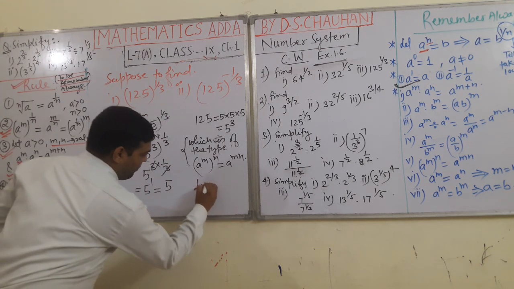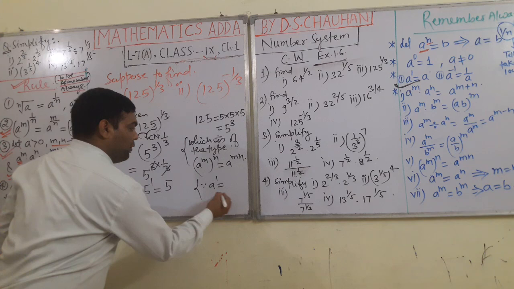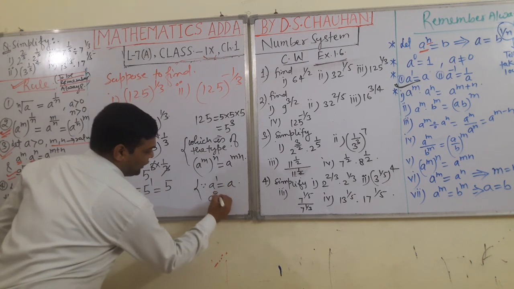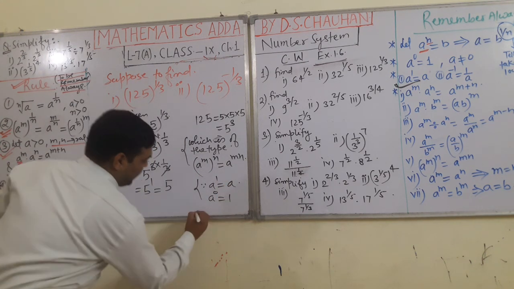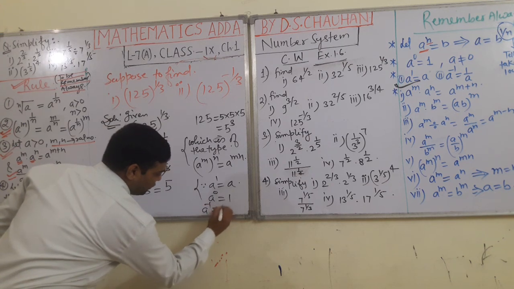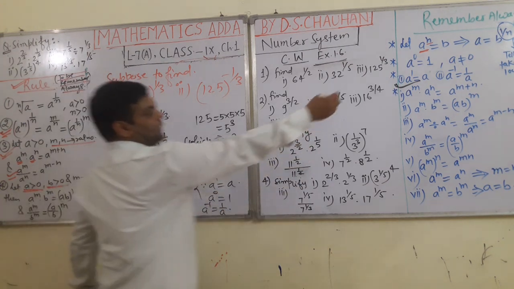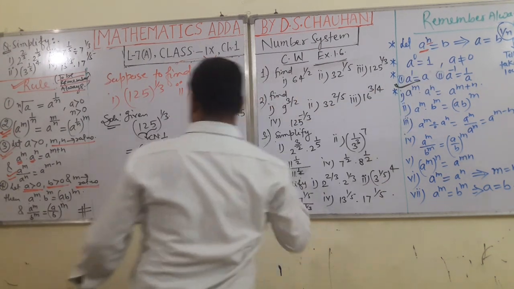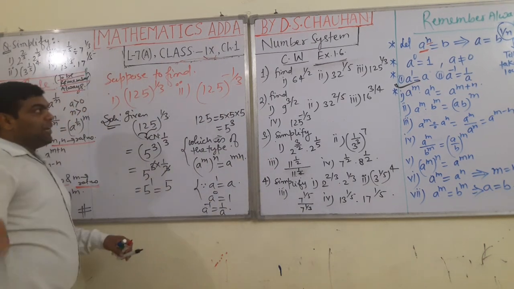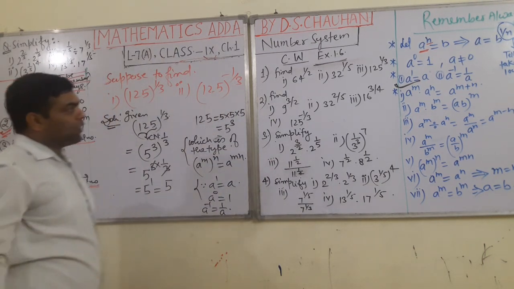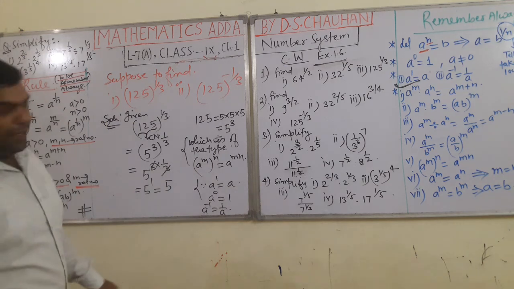As we know, a to the power 1 is a, a to the power 0 is 1. Remember always, a to the power minus 1 is 1 by a. I have written here, you can go through it. In the similar way we will solve this problem. You try to understand, I am going to explain it.